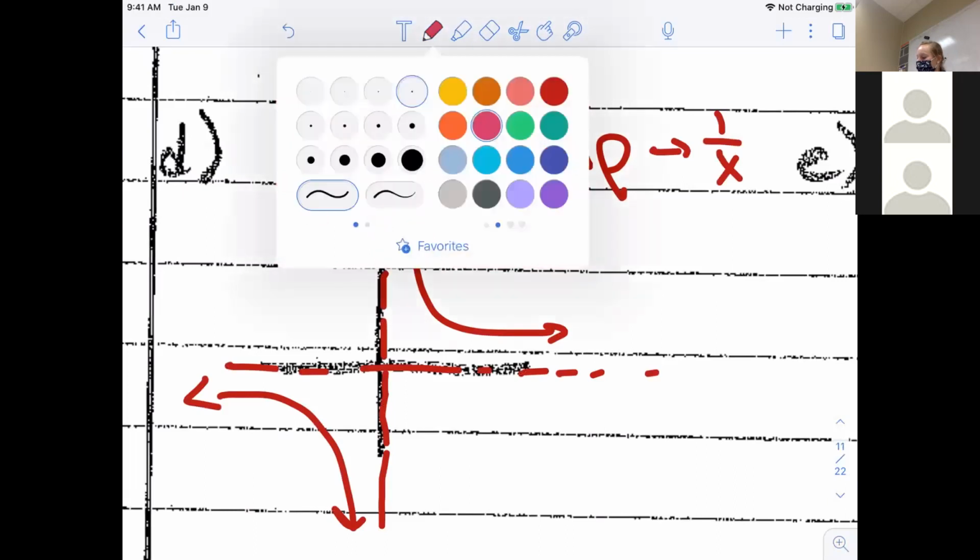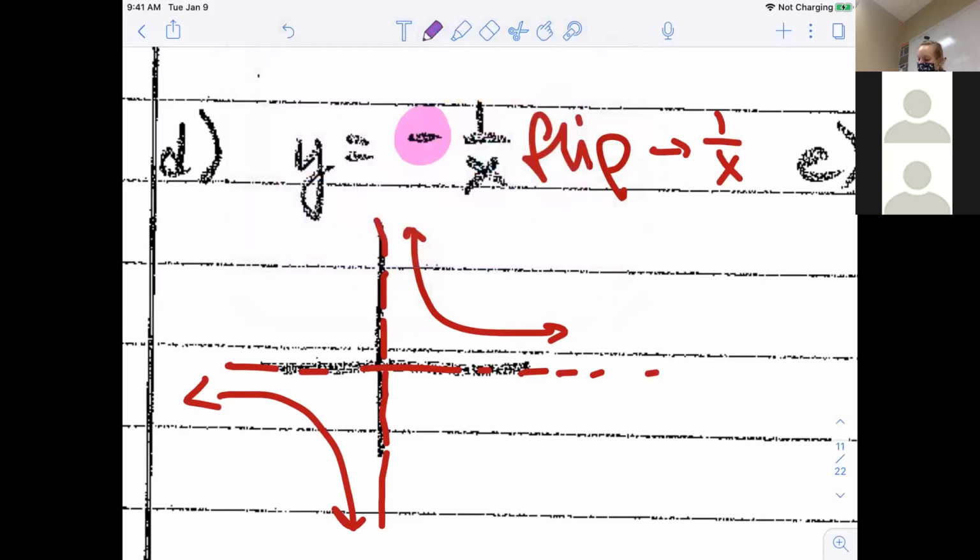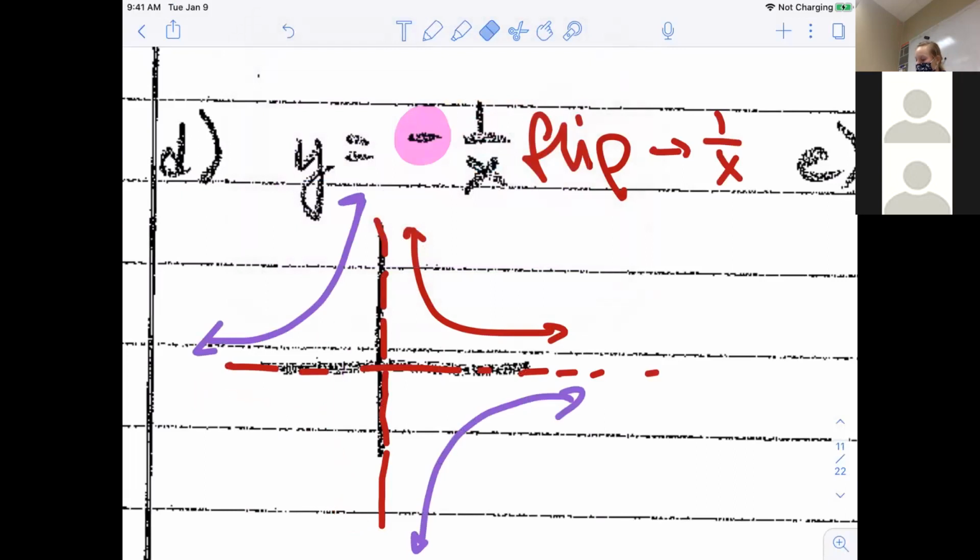That's going to look the same. Flip the quadrants. So instead of being in the third quadrant, it's going to be in the second quadrant. It just flipped up here. And instead of being in the first quadrant, it's going to flip down here to be in the fourth quadrant. So I'm going to erase the red one. This is what that would be. Okay.